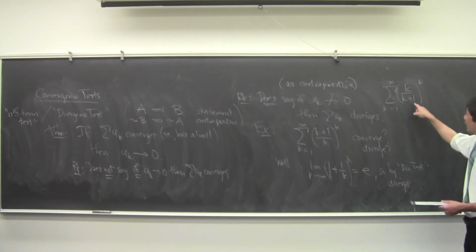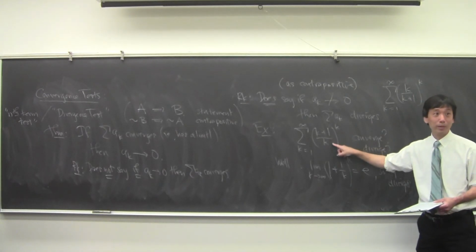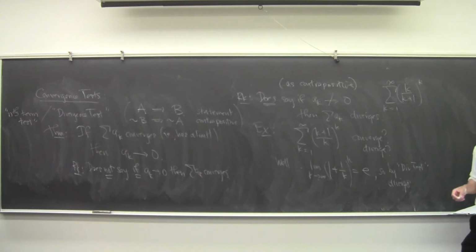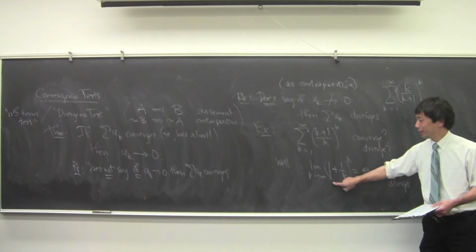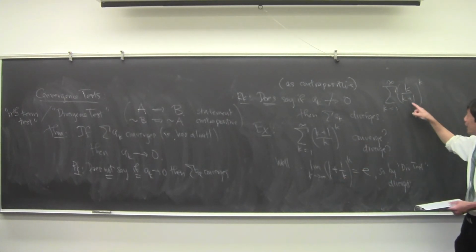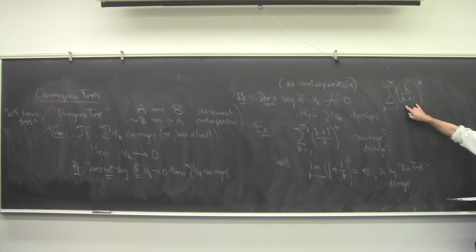Right, you've got this k over k plus 1. Earlier we had k plus 1 over k. Now we've got k over k plus 1. K plus 1 over k, that's easy to break up. K over k plus 1, not so straightforward. But this is k plus 1 over k to the negative 1. So this is the same thing as k over k plus 1 to the negative k.